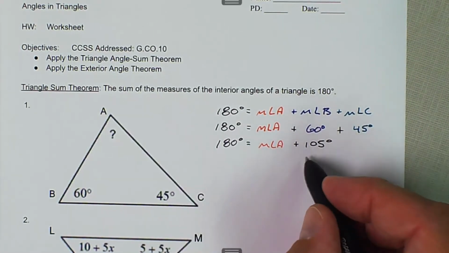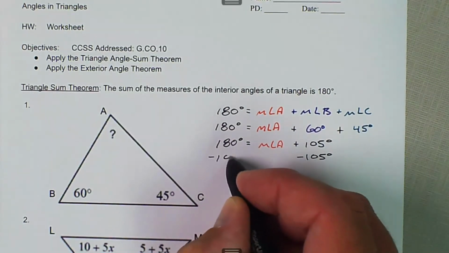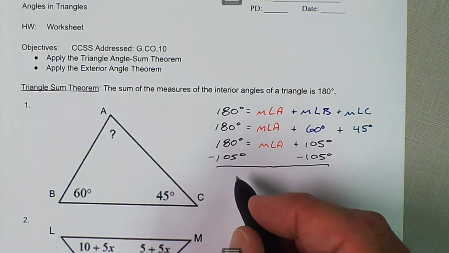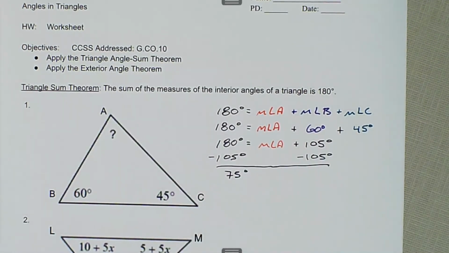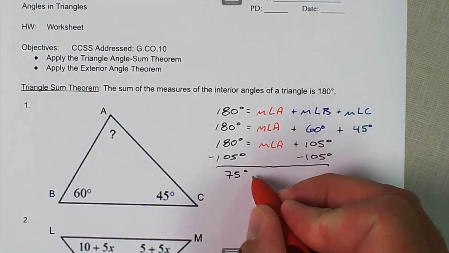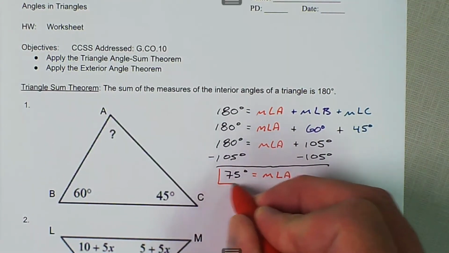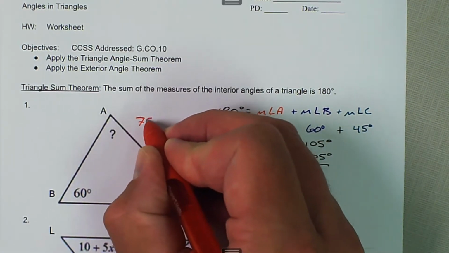And then we want to solve for the measure of angle A, so we subtract by 105 degrees. And then we get 75 degrees is equal to the measure of angle A. So that's 75 degrees.